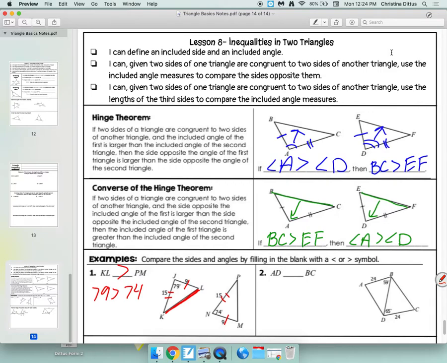Alright, we'll do another one. Number 2, you'll notice the 24s match. And then they share this side, so that matches itself. Then we have angle 59 and 65. So which number is bigger, 59 or 65? 65 is bigger, so which is going to be bigger, BC or AD? BC is going to be bigger, so AD is smaller, since 59 is smaller than 65. Okay. Questions there? So the bigger the angle, the bigger the side, the bigger the angle.